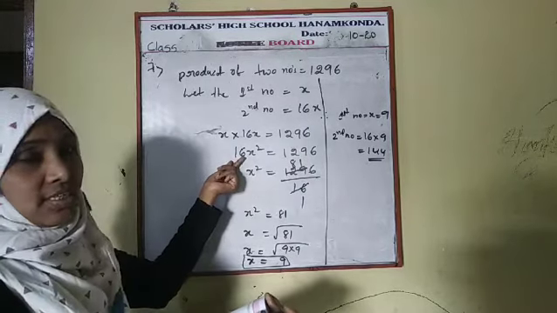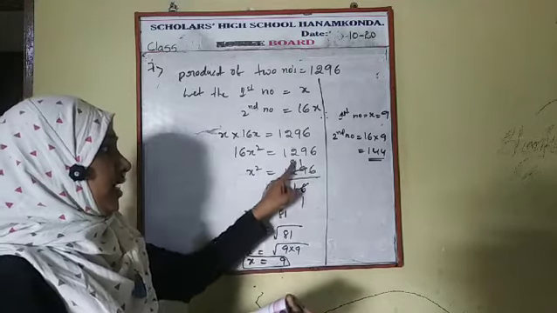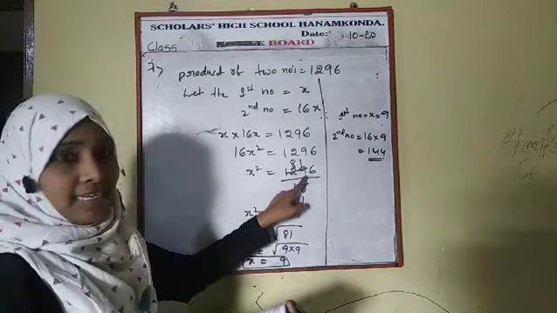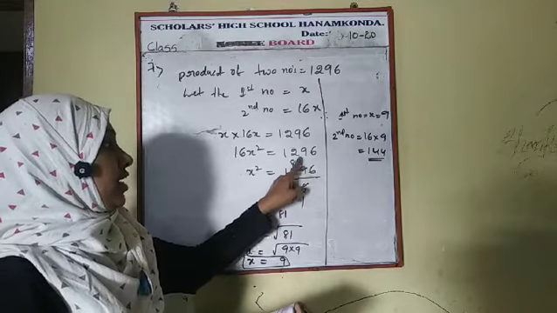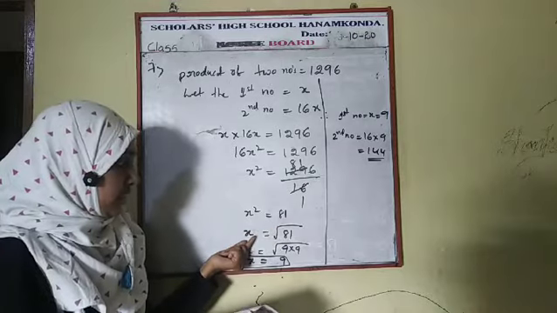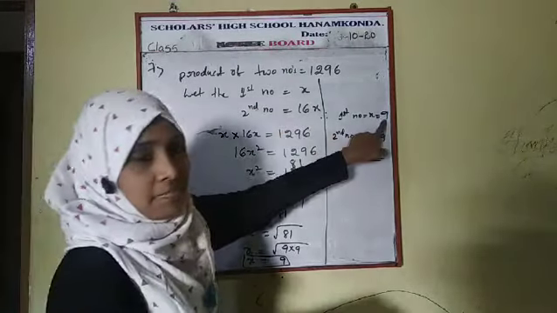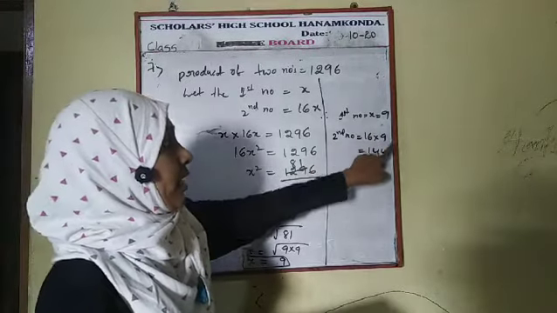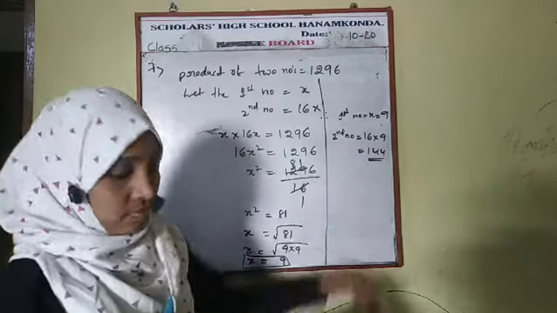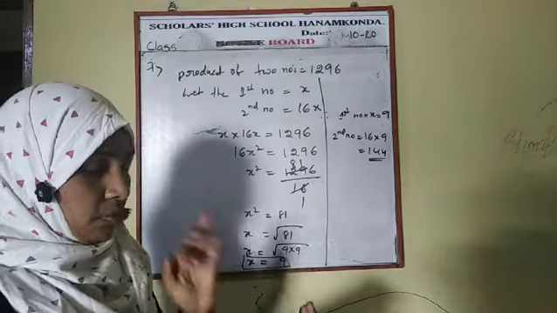Then x square is equal to how much beta? This multiplication 16 becomes division. Okay, 1296 by 16. 16 eights are 128. We get 1 as a remainder. 16, again 16 ones are 16. So x square is equal to 81. Then x equal to how much beta? 9. x is nothing but the first number. Now the second number is 16 into 9, that is 144.